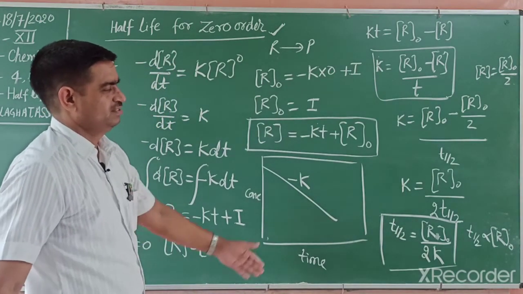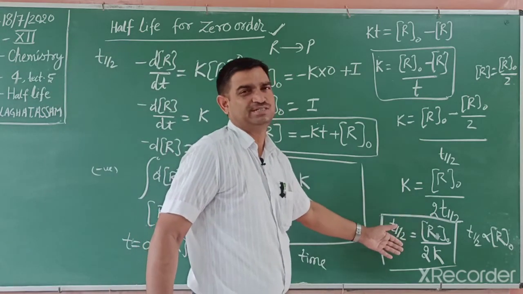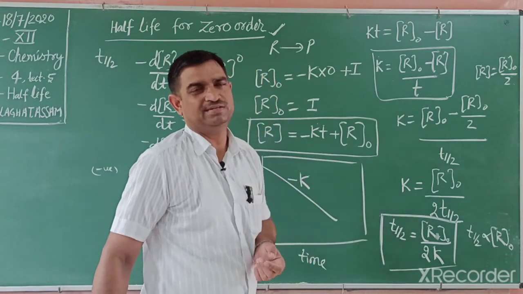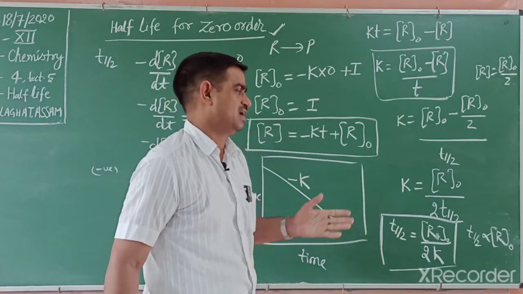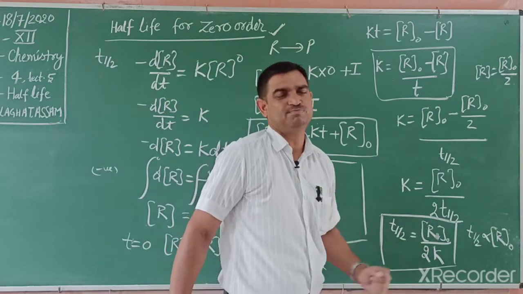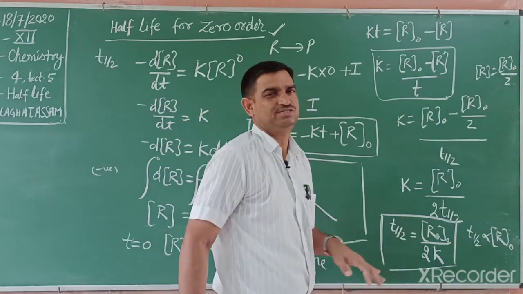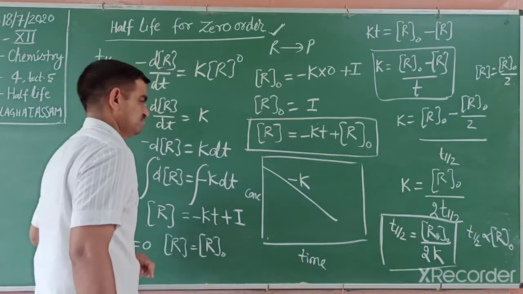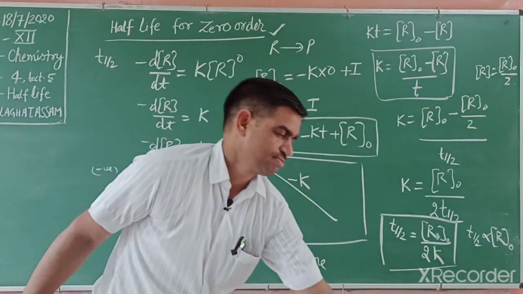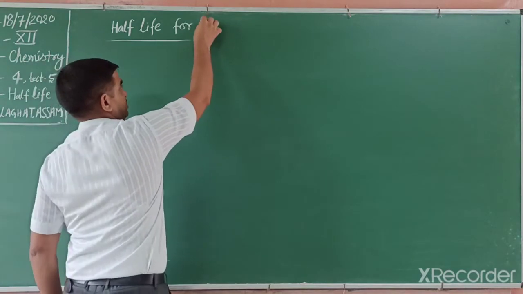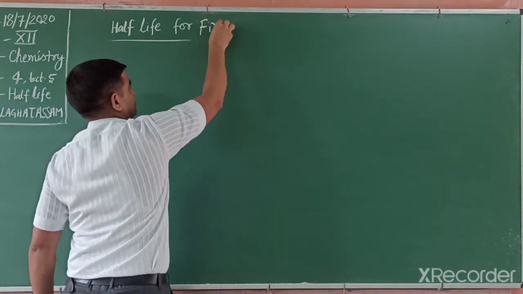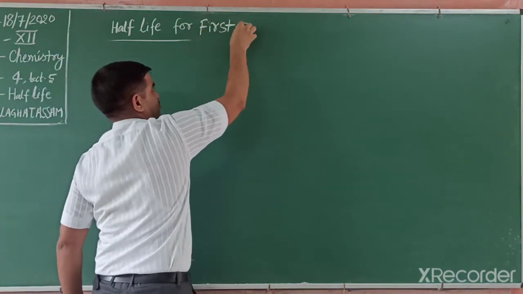So students, this question comes many times in exams. Identify the order of reaction when half life is directly proportional to concentration. So that is zero order. Now, for first order reaction.